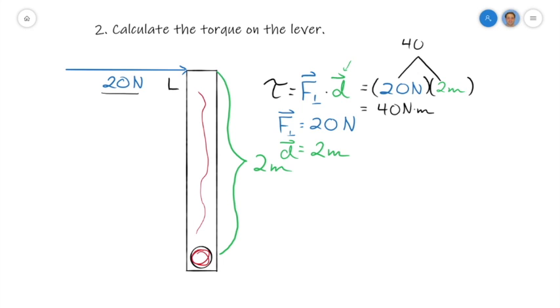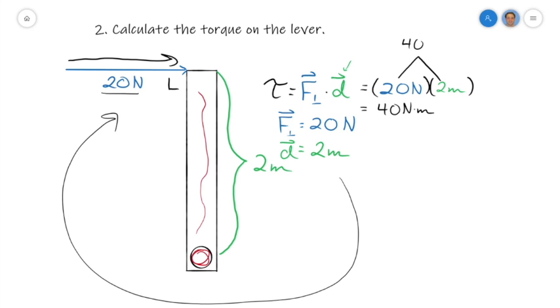And the last thing I need to do is determine the direction or the sign of this. So this force is being applied going to the right at the top, which would force it to come all the way around this way, which is clockwise. And if it's clockwise, we would have a negative sign. So that's it for that problem.